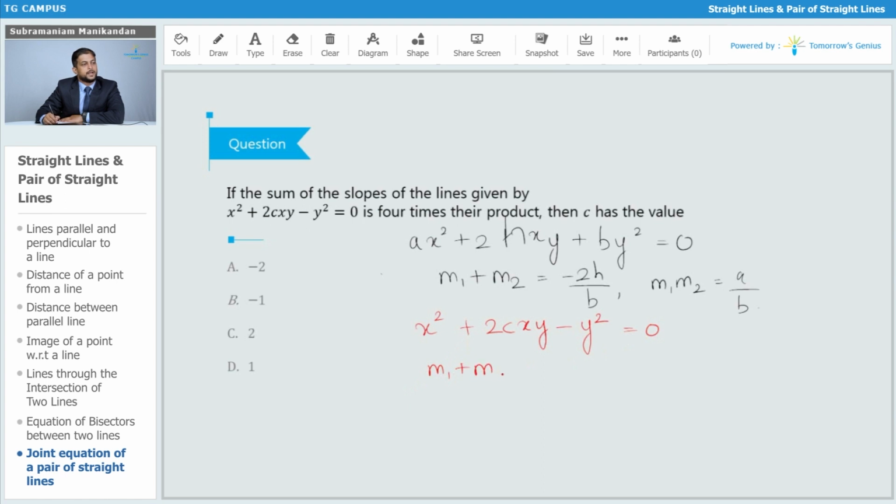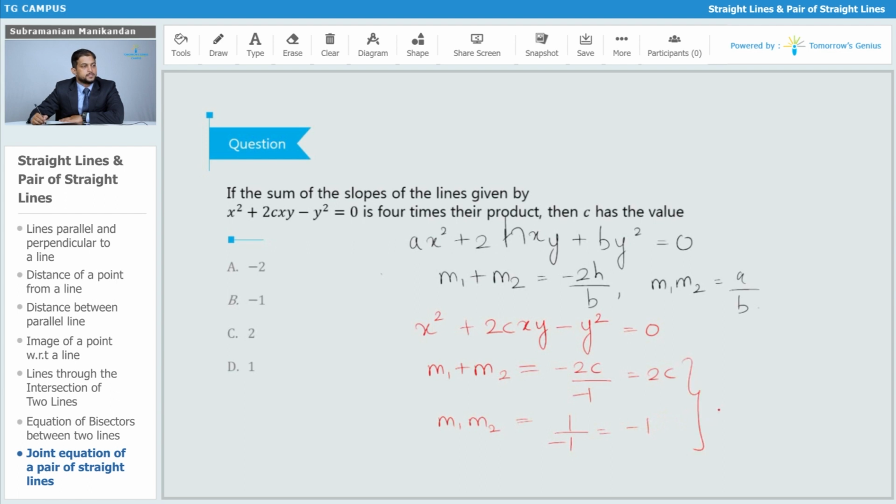So here m1 plus m2 equals minus 2c divided by minus 1, so that's 2c. The product of the slopes m1 m2 is a upon b, so that's 1 divided by minus 1, so that's equal to minus 1.